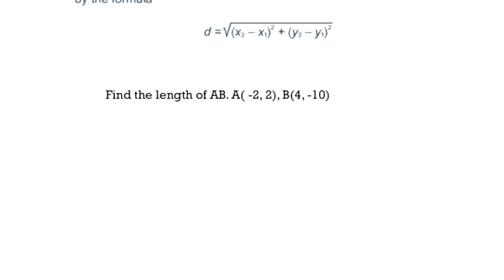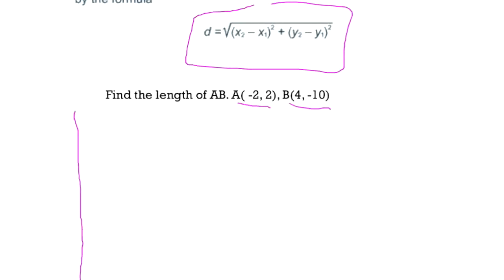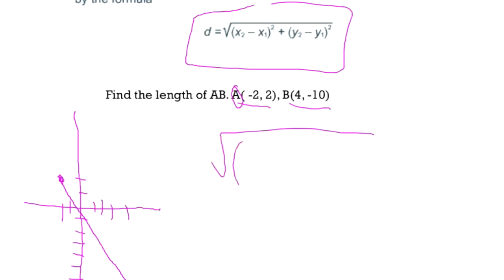Okay, so let's try a distance formula. So here's my distance formula, and here are my coordinates on the graph. So let's think about what they're really asking us. If I were to draw a coordinate plane, and I want to graph letter A here, it's at -2, 2, and B is at 4, -10, somewhere down here. So distance formula means you're finding this length. You're trying to figure out what's the length of that line. So we can use this distance formula.